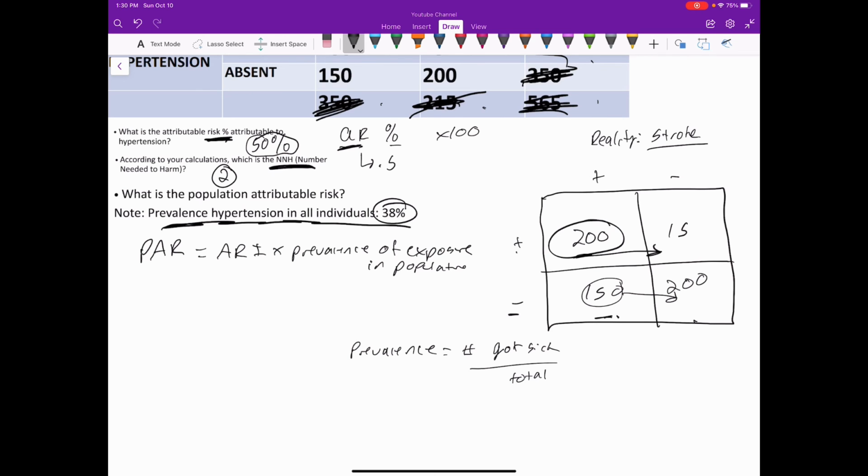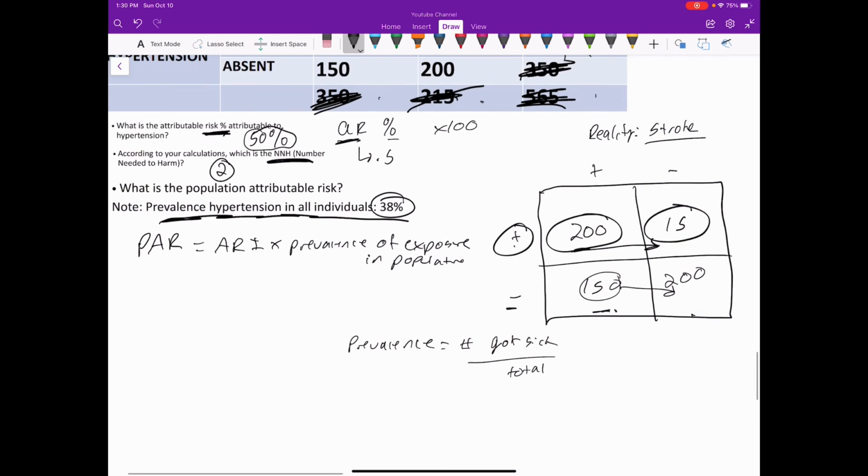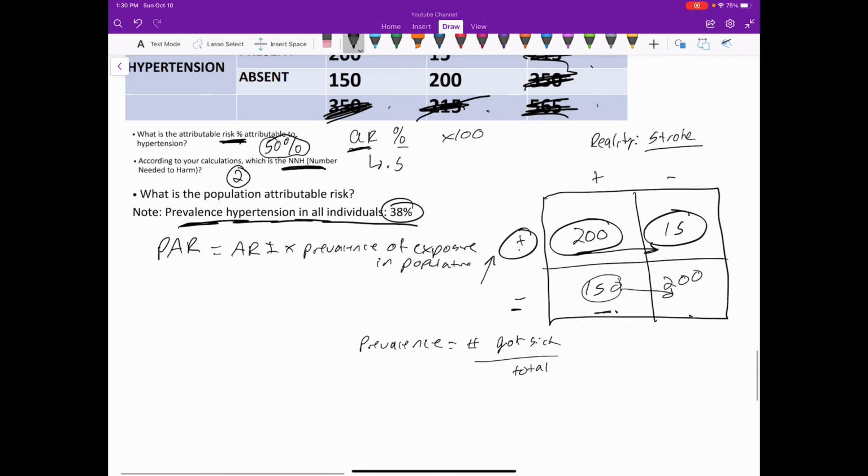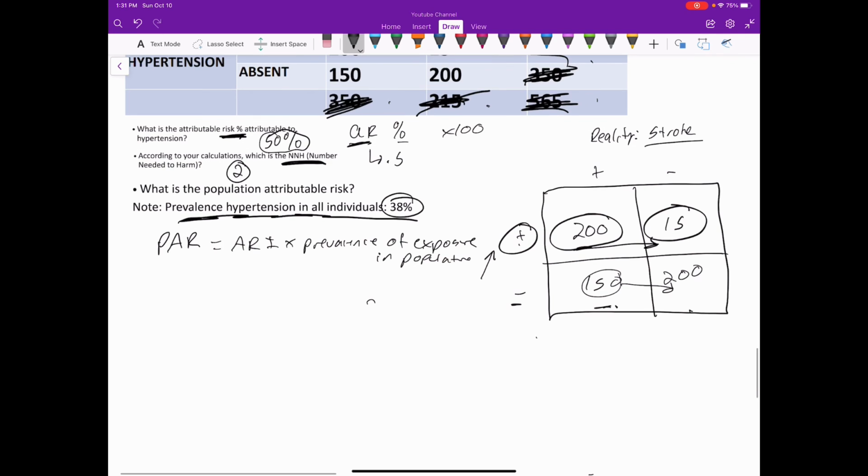200 over 15, right? The only way you could be treated or determine if you were sick or not is if you got tested. So this is how you're going to determine the prevalence of the exposed population. They were only exposed if they got tested. Okay, so it's going to be 215.